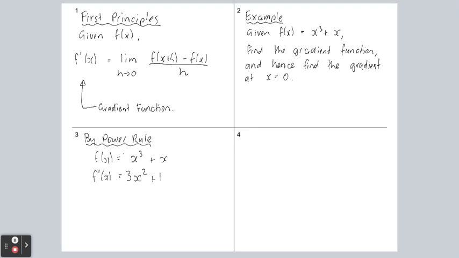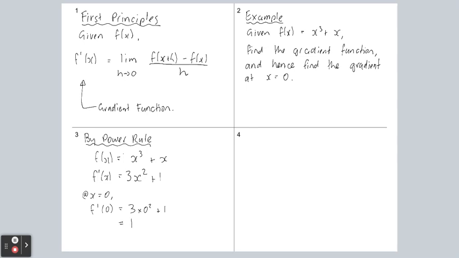Once we have the gradient function, we are able to work out the actual gradient at any point. So at x equals 0, f dash of 0 is equal to 3 multiplied by 0 squared plus 1, which equals 1. I.e., at the x-intercept, the gradient is equal to 1. Sorry, not the x-intercept. At the y-intercept, the gradient is equal to 1. That's all it means. It's got a gradient of 1. 1 for 1 gradient. Rise over run, the rise is equal to the run at that point.